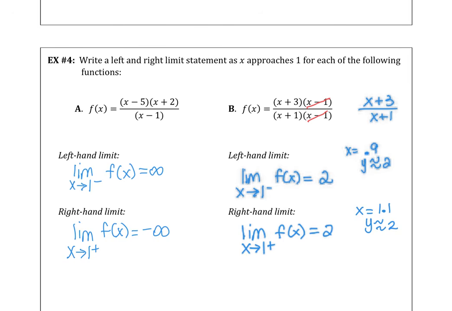I went about this one a little bit differently. I simplified by removing that common factor, and in the first limit, I tried x as 0.9 using my calculator. I got it's almost 2. And on the right-hand limit, I used 1.1, and I also found it was about 2. That gave me that the left and the right-hand limit at 1 was approaching 2.